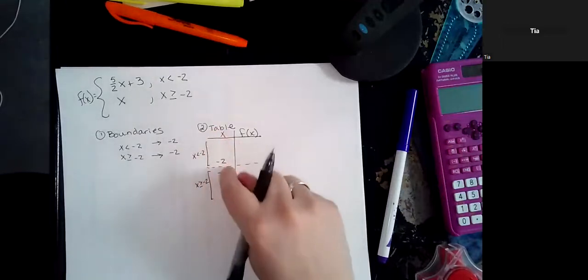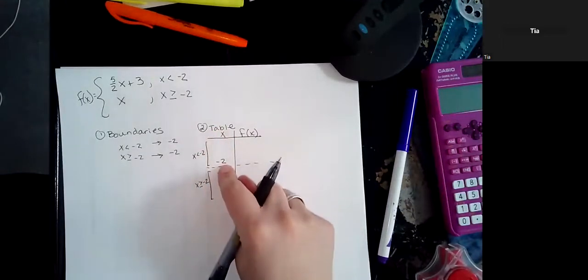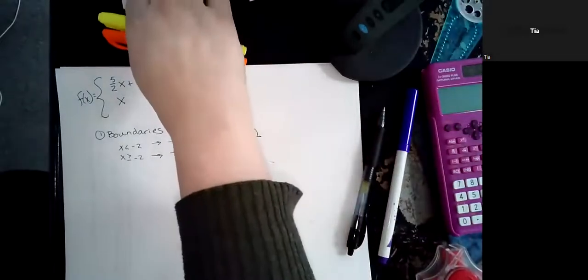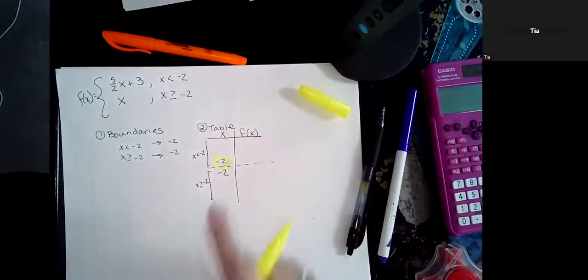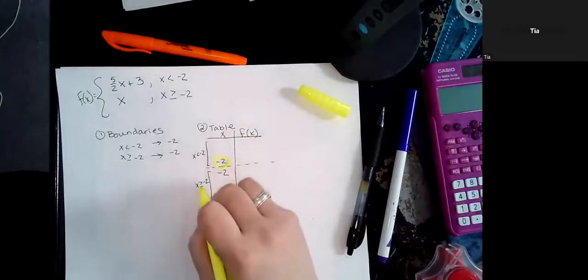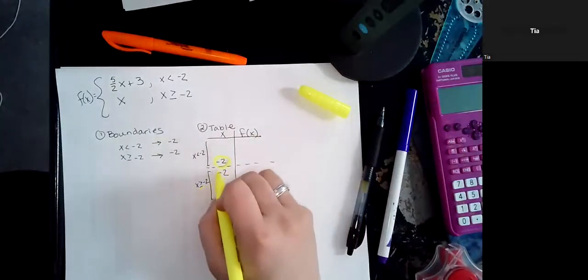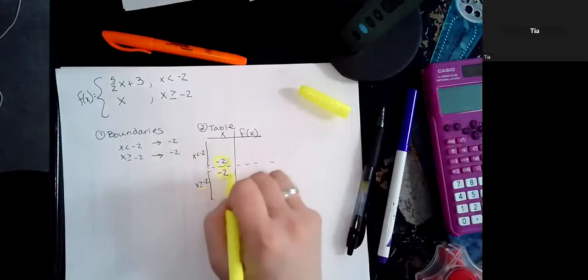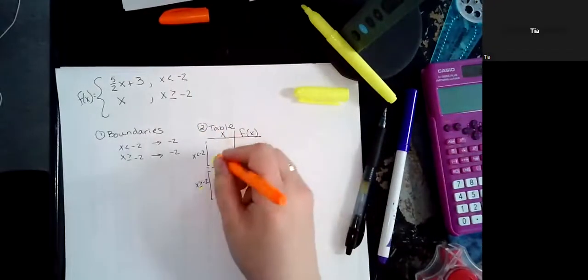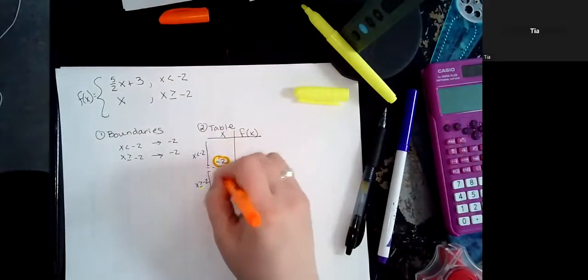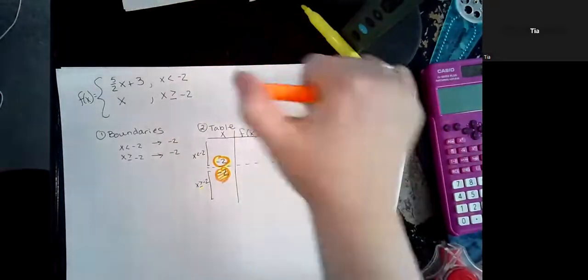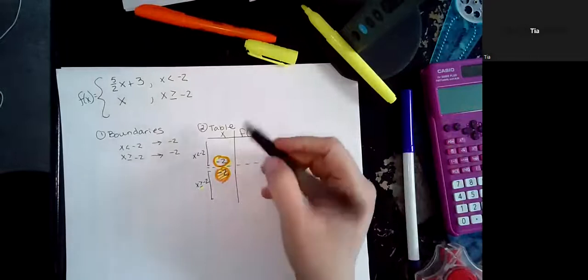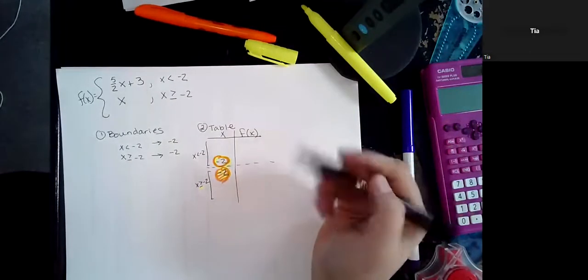In this section, is this -2 an open or a closed circle? Open. An open. And in this part then, because we've got the equals to, it's closed. I'm going to change the color to make that a little bit easier to see. Okay, so now that I have this, let's find some numbers less than -2.